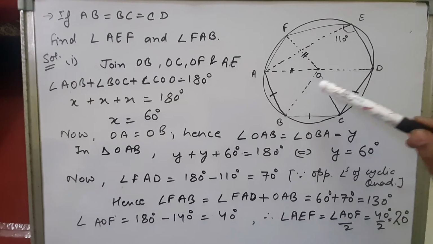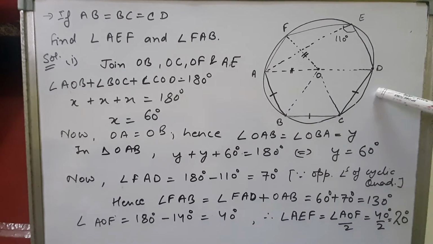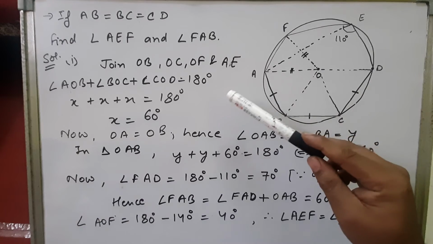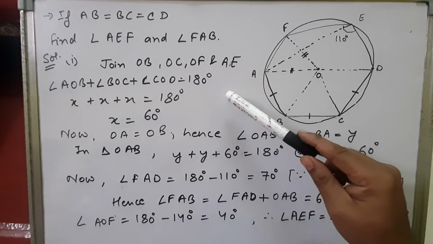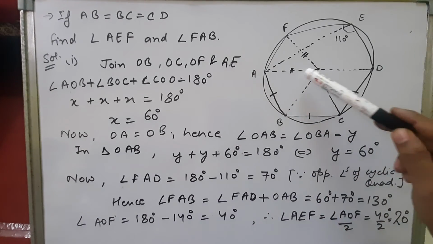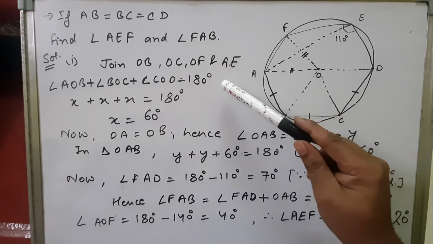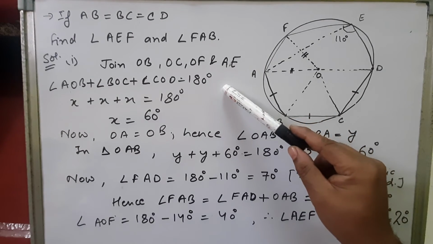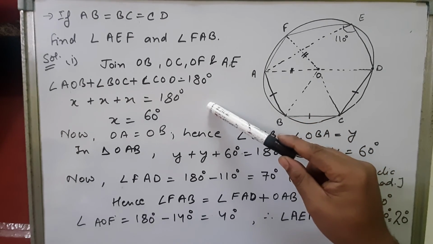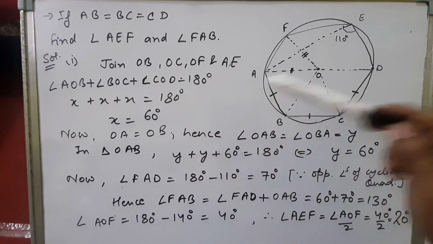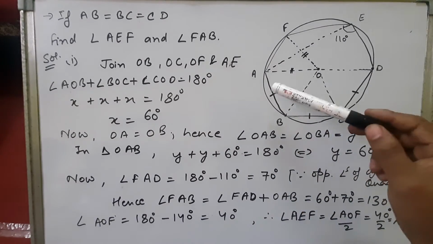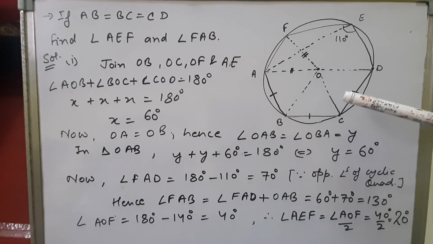Right. Now you can see that AB, BC and CD are equal chords, and we know that equal chords subtend equal angles at the center. So the values of angles AOB, BOC, COD will be the same. And these three angles are supplementary angles, so the sum will be 180 degrees. Right. So x plus x plus x equals 180 degrees. So the value of x will be 60 degrees. That means angle AOB will be 60 degrees.